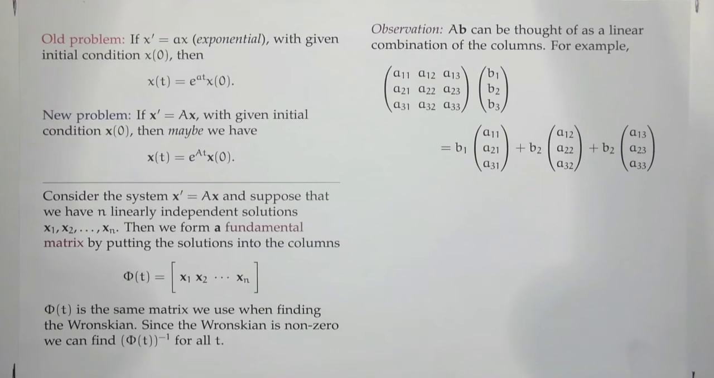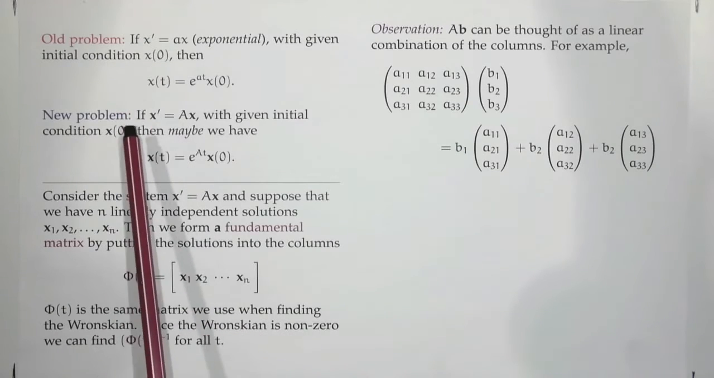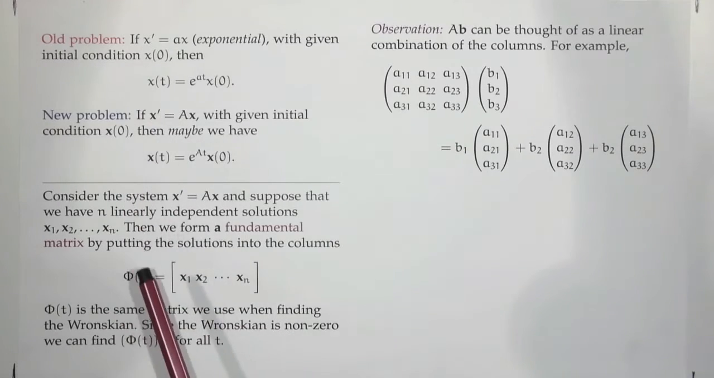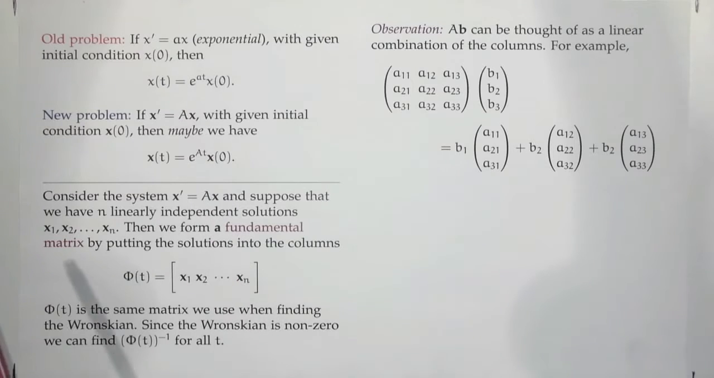And in fact, we could say, look, if you gave us that differential equation and an initial condition, we could tell you the solution really easily. We didn't even have to think. X of t was e to the at times x of 0. Wow, wonderful. But where are we now?